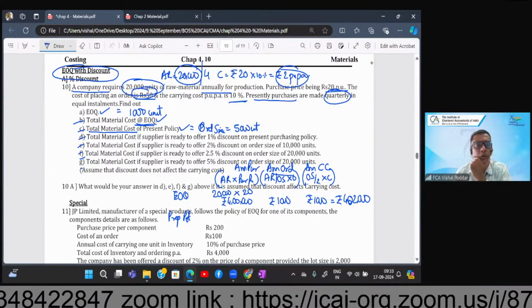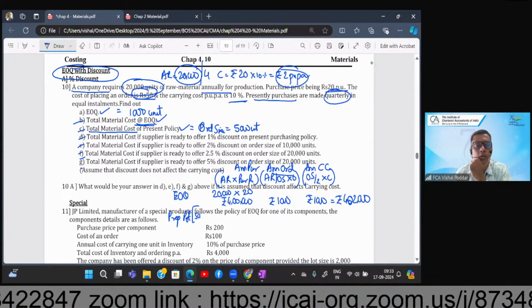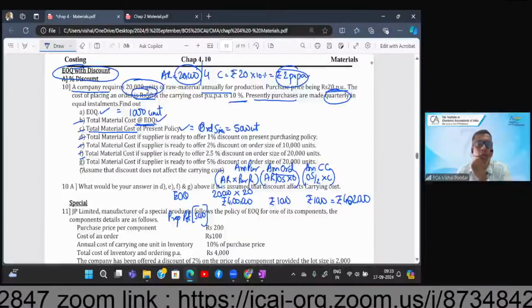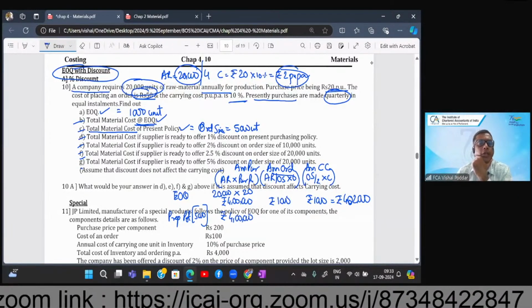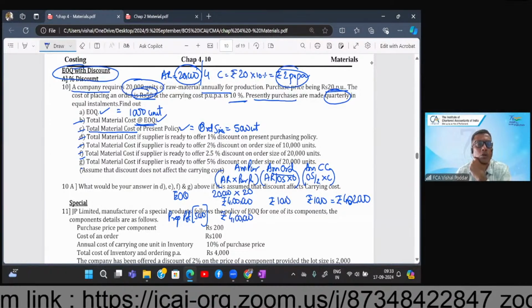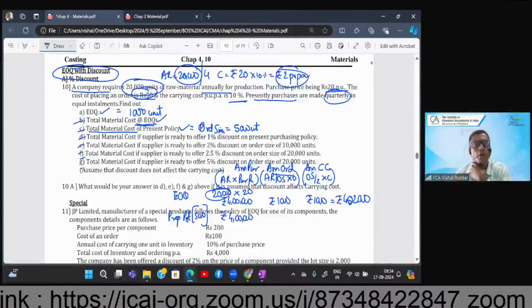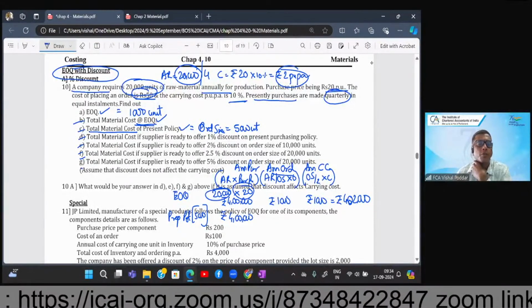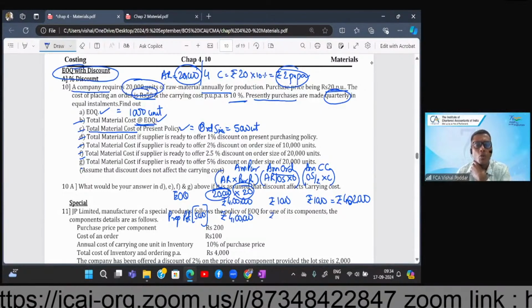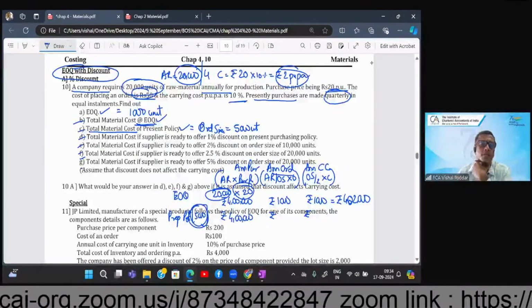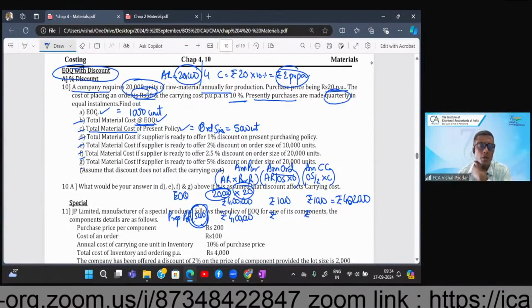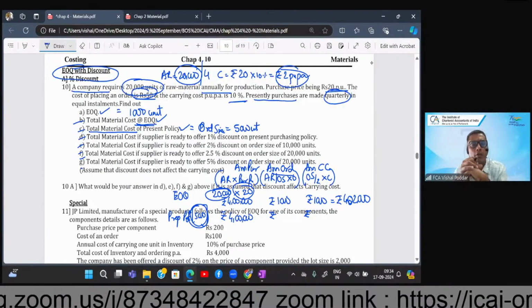Now you're ordering 5,000 units in present policy. So your order size is 5,000 units. Please remember, students, your purchase cost remains same because you're still going to order same 20,000 units at the price of 20. So purchase cost is 4 lakhs. Only what will change is your ordering cost and carrying cost because now your order size is 5,000. So give me the ordering cost and carrying cost.